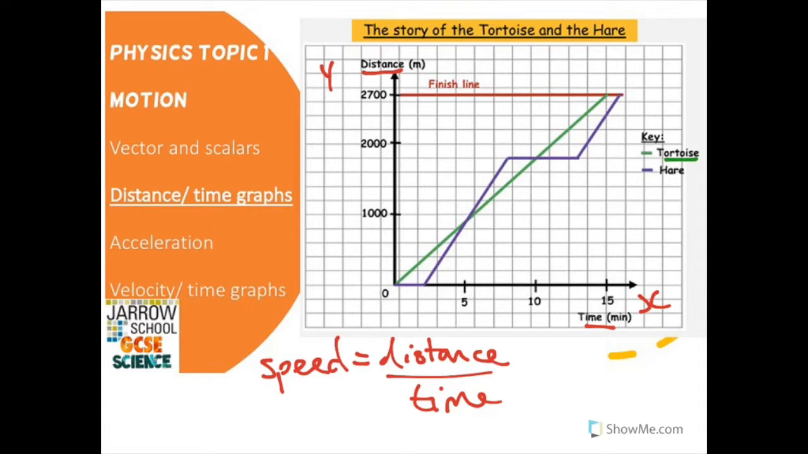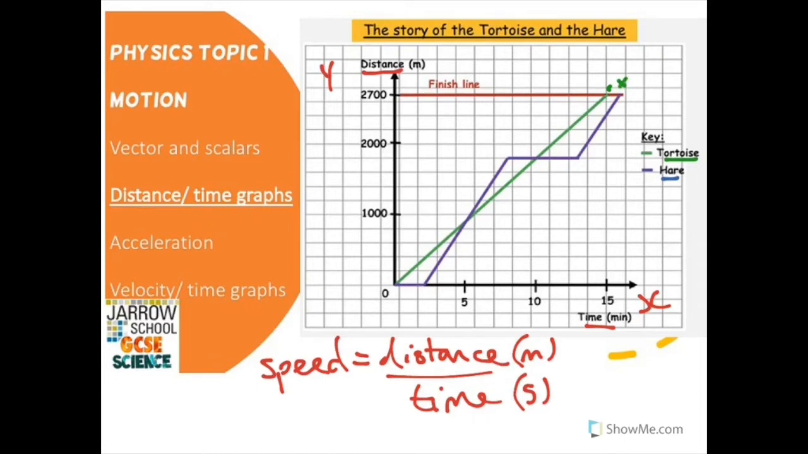You can use this to work out the speed. To do that, you need to know the first of the physics equations, the formulas that you need to know. The first equation is that speed equals distance divided by time. Speed in physics is measured in meters per second, not miles per hour, meters per second. Therefore, distance is measured in meters and time is measured in seconds.